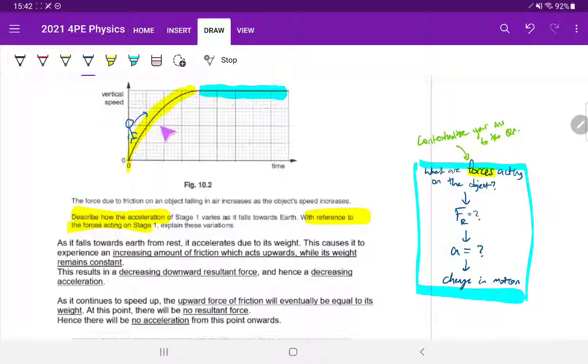So you see from 0, the speed is going up. This portion here, the speed is increasing.